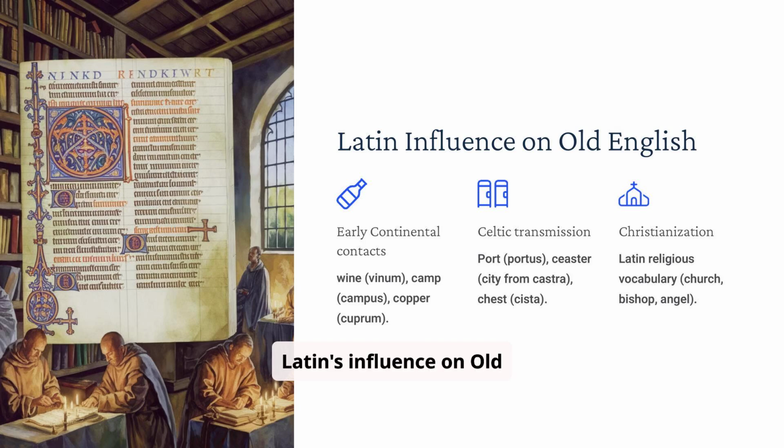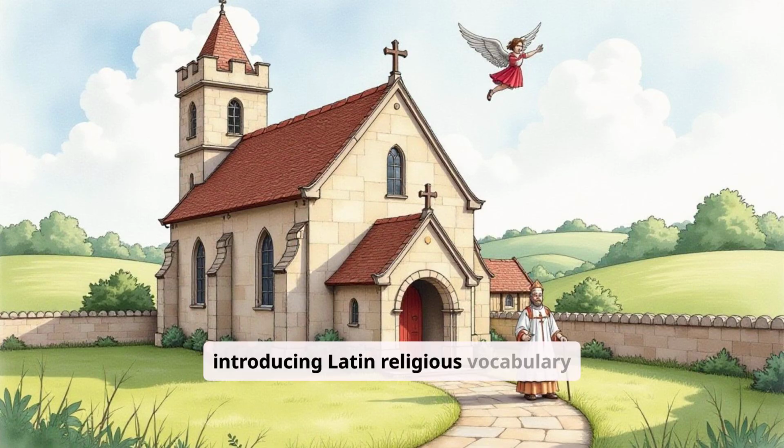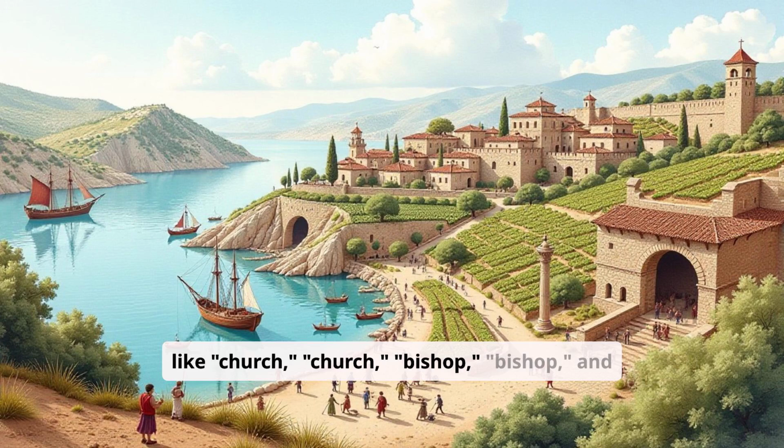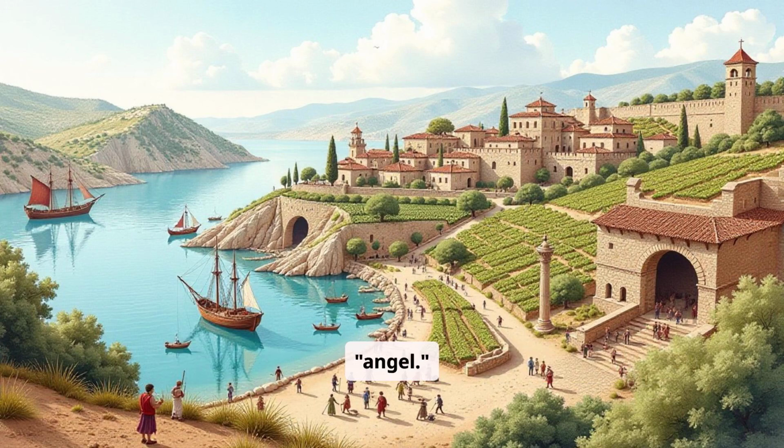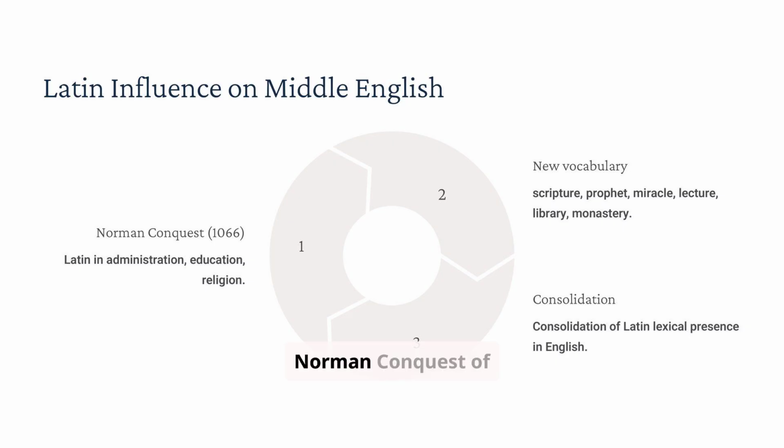Latin's influence on Old English began with early continental contacts and Celtic transmission. Christianization played a significant role, introducing Latin religious vocabulary like church, bishop, and angel. We also see early loanwords like port from portus, sister, city from castra, wine from vinum, camp from campus, and copper from cuprum.